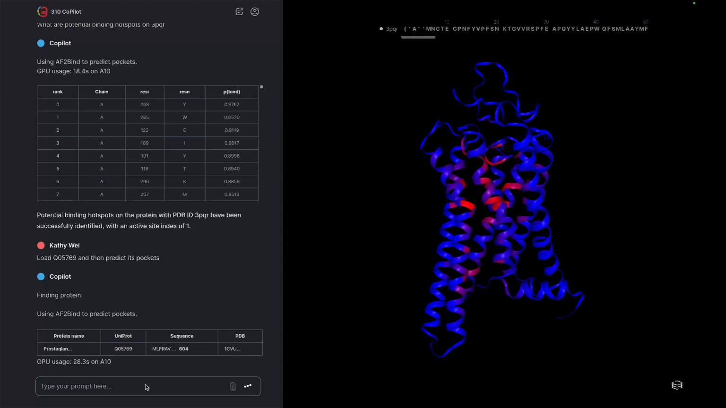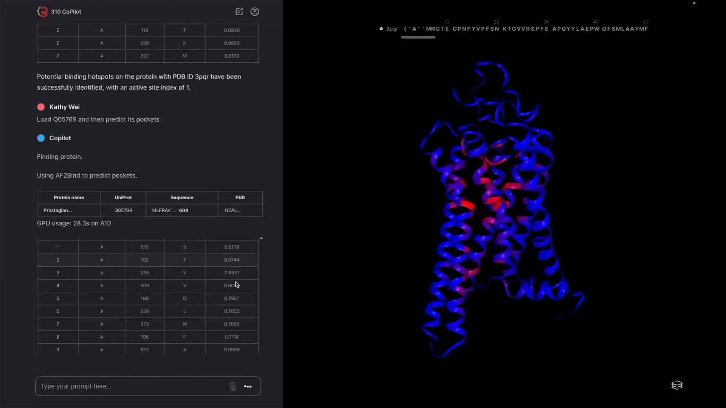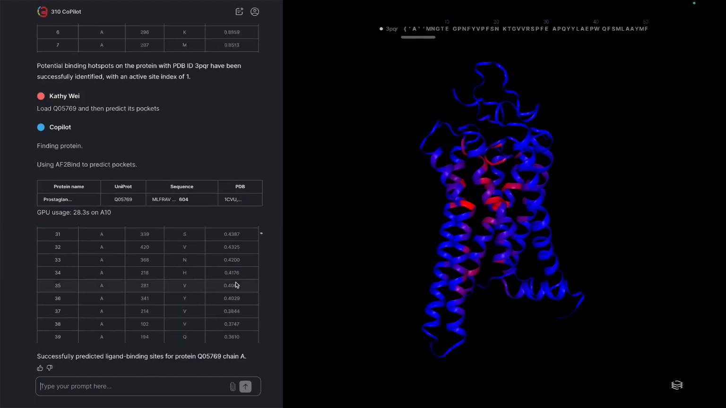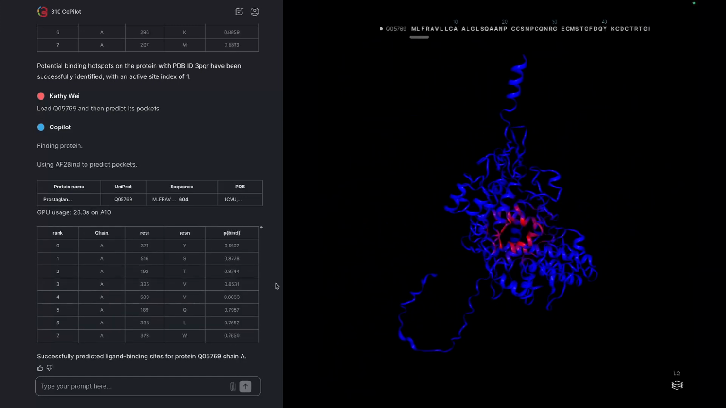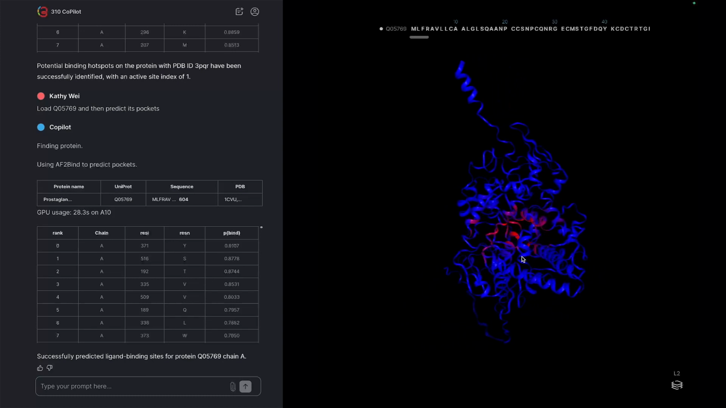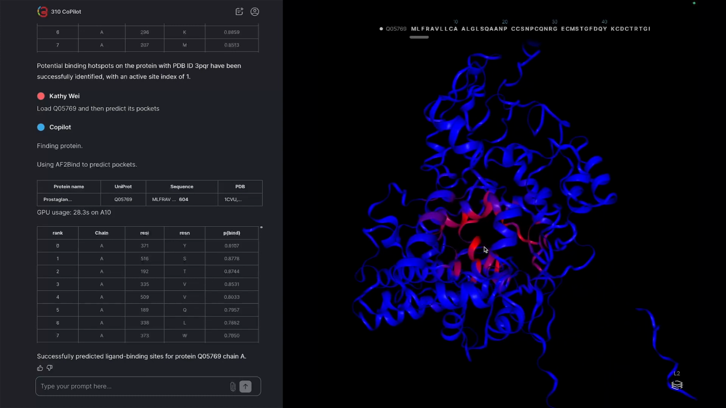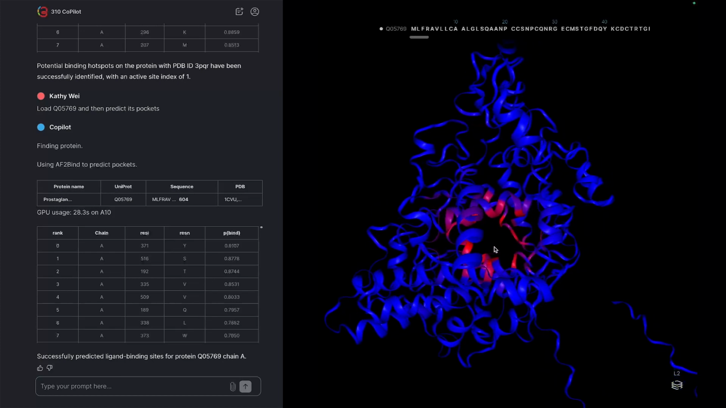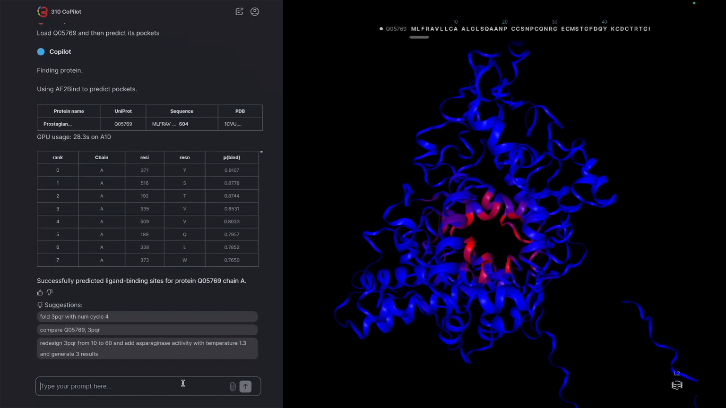Again, you'll get a full table of each residue in the protein and their probability of being involved in binding, as well as a visualization where the red residues indicate higher probability of being involved in binding. In this protein, called cyclooxygenase 2, there's also a prominent pocket in the middle. Cyclooxygenase 2 is involved in pain signaling, and this pocket is where it produces those signals. Fun fact, this is also where common painkillers like aspirin bind.